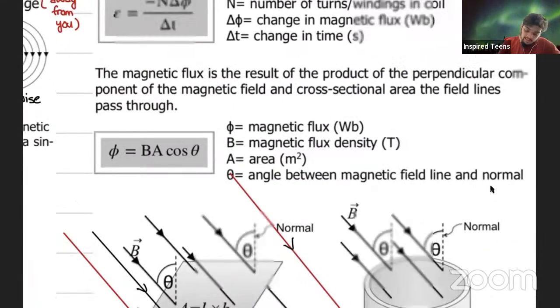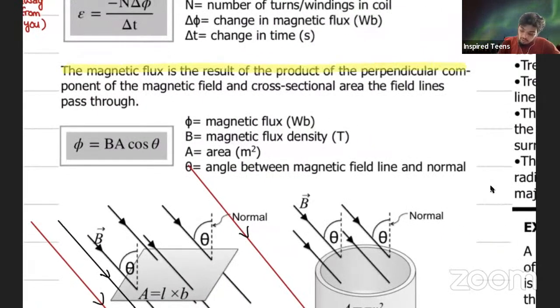Then it says the magnetic flux is a result of the product of the perpendicular component of the magnetic field and the cross-sectional area of the field lines passing through it. So let's go through that in the formula. This is magnetic flux. Again, this is not changing magnetic flux, but this is just calculating the magnetic flux at a certain point. It's equal to B, which is the perpendicular component of the magnetic field. That's B.